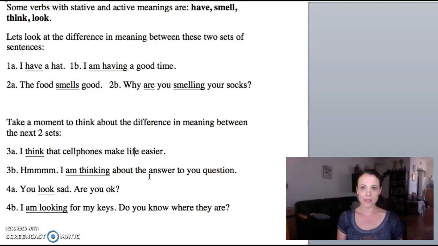So I hope this helped make stative verbs a little bit more clear for you. You can watch this as many times as you need, and hopefully that prepares you for your next activity where you have to think about if something is stative or active when you're deciding what verb tense to use.